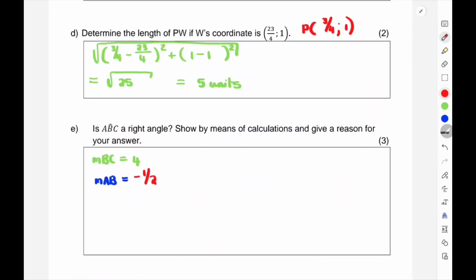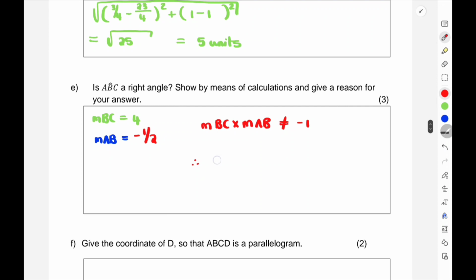And then they say, is triangle ABC a right angle? Show by means of calculations. So you can say the gradient of BC times the gradient of AB does not give you -1, thus triangle ABC is not a right-angled triangle.